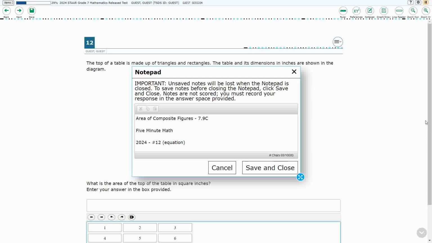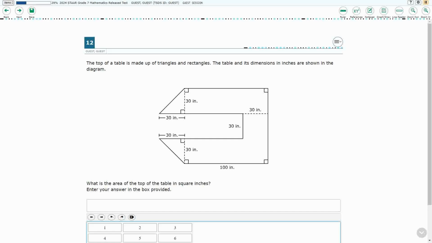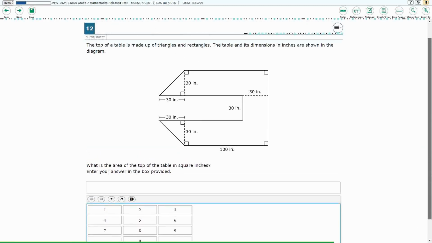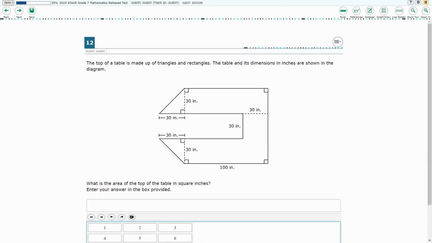Today we are looking at the 7th grade concept of area of composite figures. This is standard 7.9C in the great state of Texas, and we're using item number 12 of the 2024 released STAAR test. This is a new item type called equation, and if you haven't done so already, please go ahead and take a moment to pause the video, work this problem out on your own, unpause it, and we will look at our answers together.